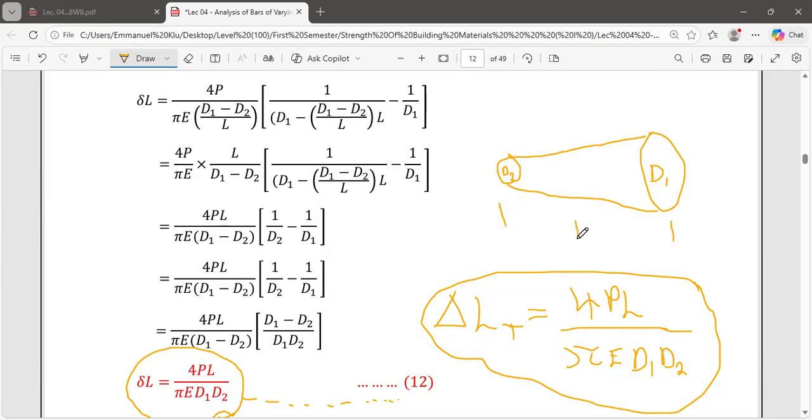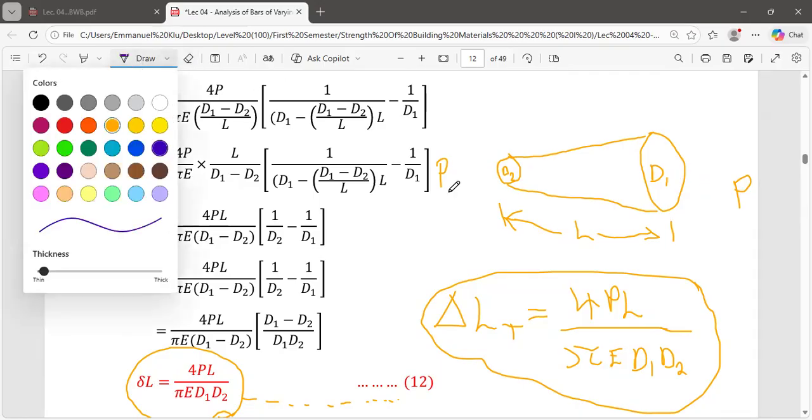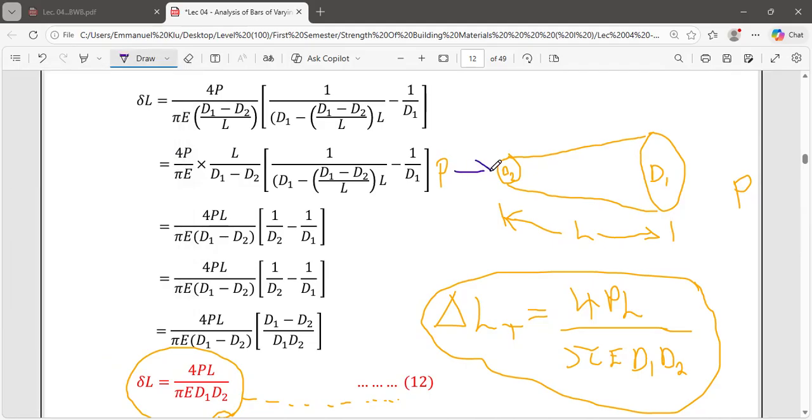Total change in length of the bar, that is, if it is being subjected to a force, a tensile force, or let me say a compression force. Exactly. So this force could be P, this force could be P. Take note, the forces could also even be acting towards the bar. Yes, towards the bar.